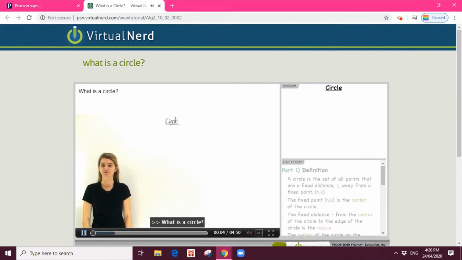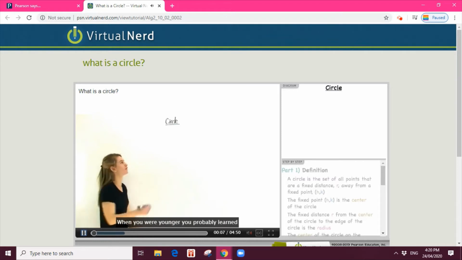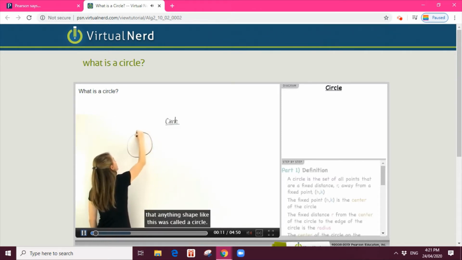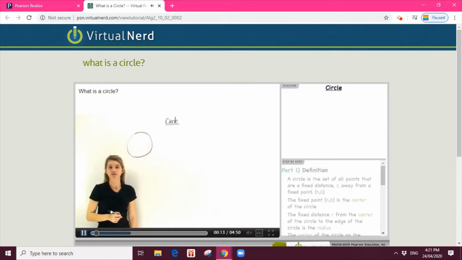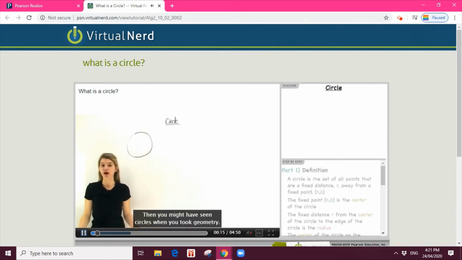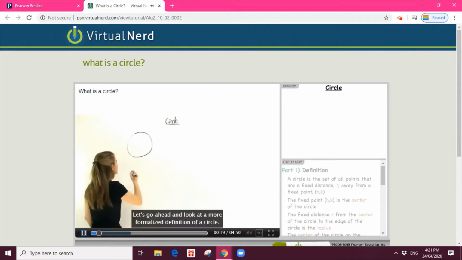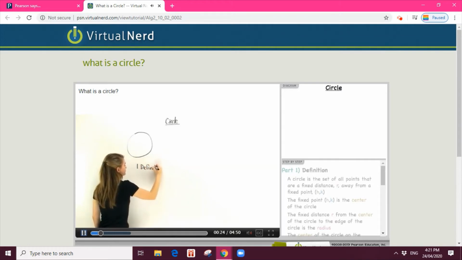What is a circle? When you were younger, you probably learned that anything shaped like this was called a circle. Then you might have seen circles when you took geometry. But what is a circle? Let's go ahead and look at a more formalized definition of a circle.